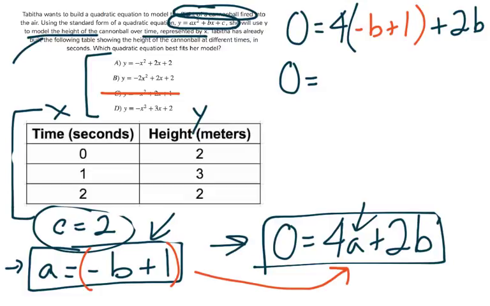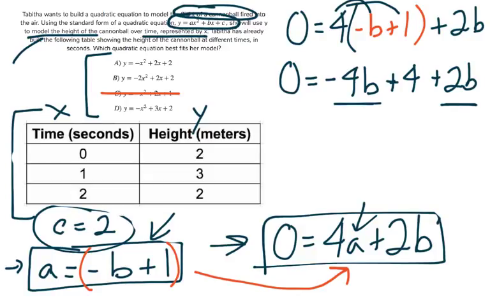0 equals, I need to distribute here. 4 times negative b is negative 4b. 4 times 1 is positive 4. Okay, plus 2b still at the end there. And then I'm going to go ahead and combine like terms. So 0 equals negative 4b plus 2b becomes negative 2b. Negative 2b plus 4. I need to get the number on the other side to get my variable by itself.